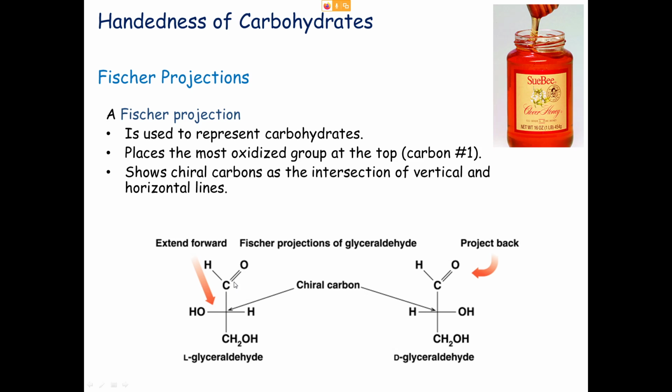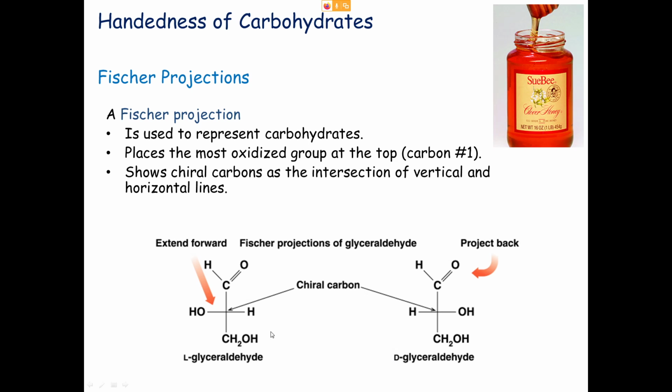It means I put the highest oxidized group at the top. That's going to be my aldehyde here, and then everyone else listed down below. And then to the left and right of each chiral center, there's only one chiral center in this whole molecule, carbon 2. 1 and 3 are not chiral. The OH could be left or right, and this determines my L or D status.